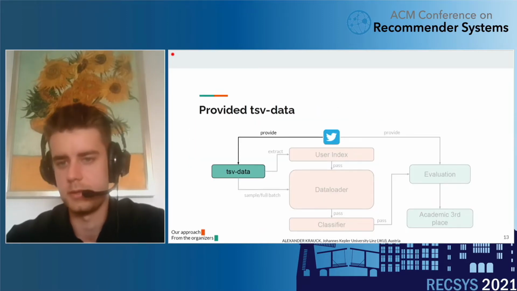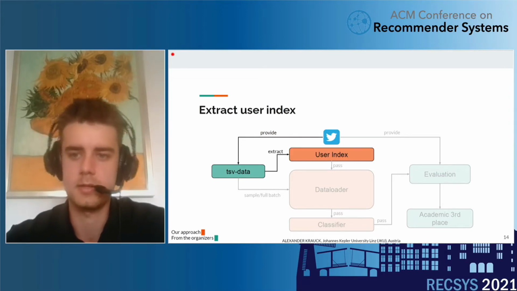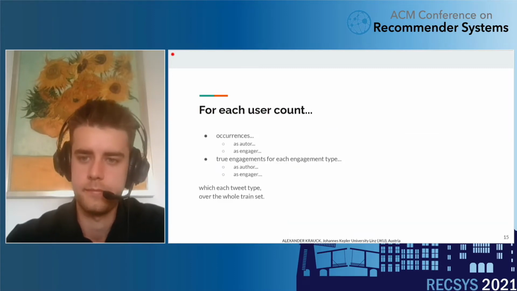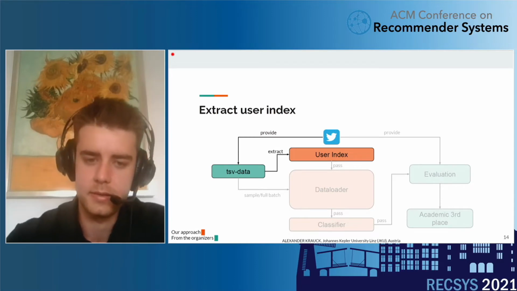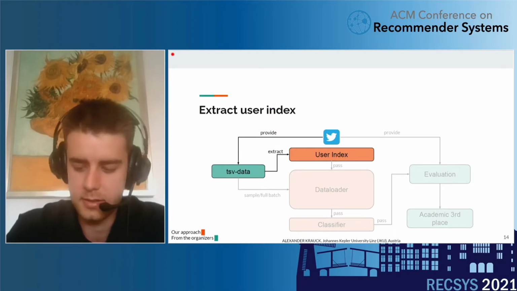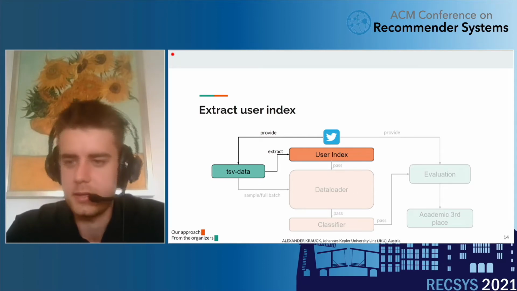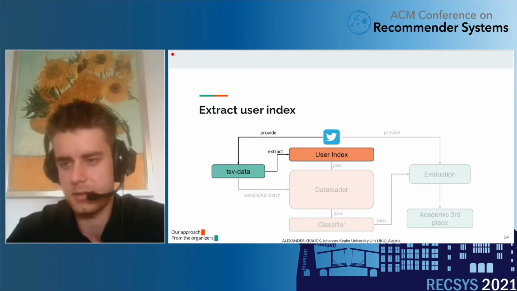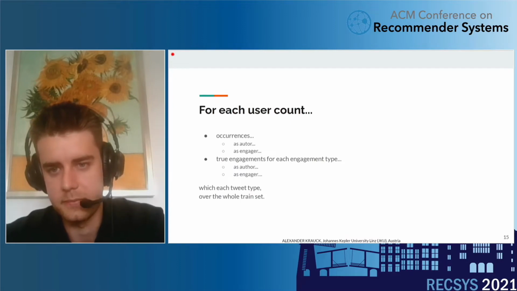So the next step that we decided to take was to take all the 1 billion samples, the TSV data, and extract the so-called user index from this data. The user index basically is, for each of the roughly 50 million users in the dataset, we extract counts that can be described as you can see on this slide.